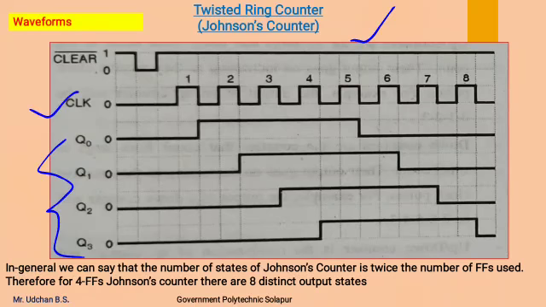So this is how we have completed the register part of this unit 4. From the next lecture we will have the counter part from the sequential circuit.